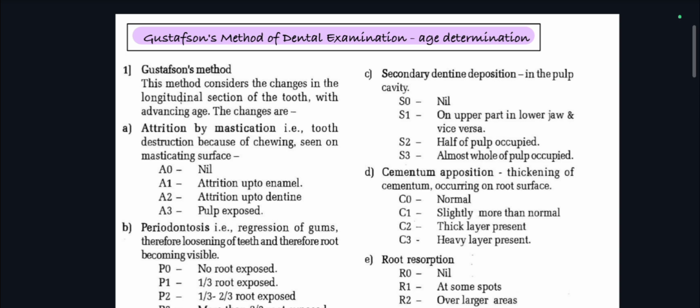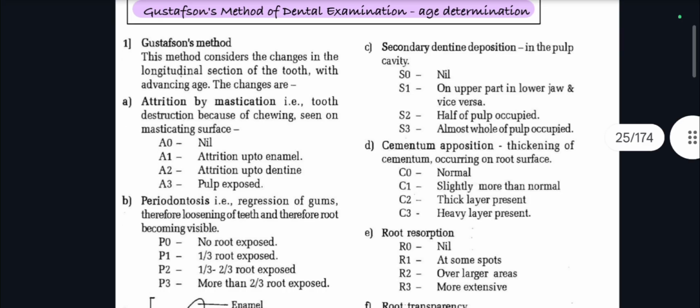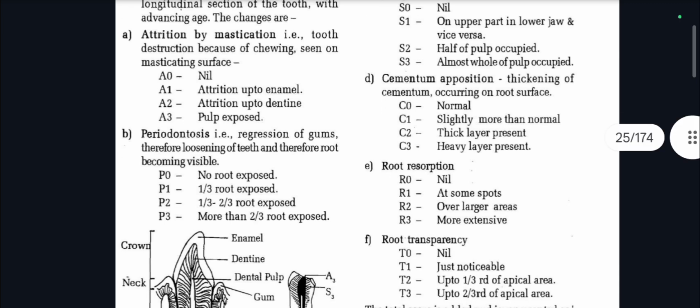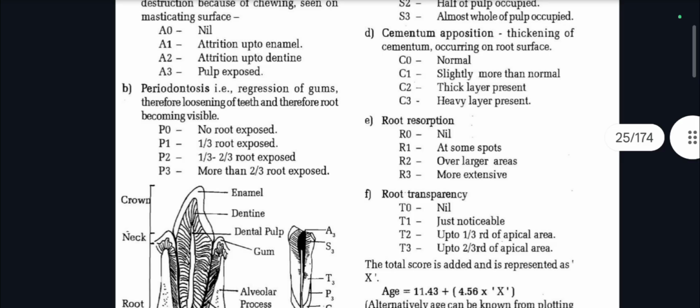The changes are: number 1, attrition by mastication, that is tooth destruction because of chewing seen on masticating surfaces. A0 nil, A1 attrition up to enamel, A2 attrition up to dentine, and A3 pulp exposed. So these are the stages, levels of the attrition by mastication. What is mastication? Chewing. Chewing is called mastication. So attrition means destruction caused due to chewing. There are 4 levels: A0, A1, A2 and A3. In A0 we have nil, that is there is no damage. In A1, attrition up to enamel.